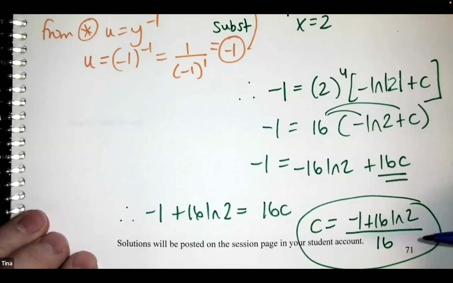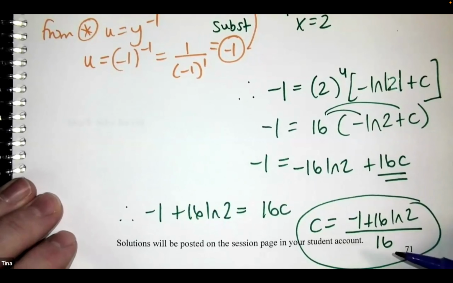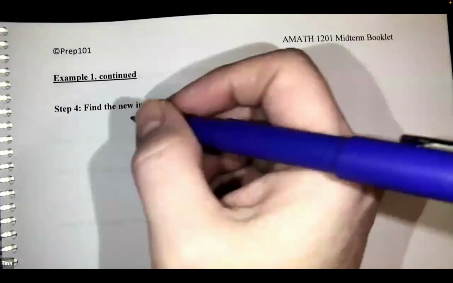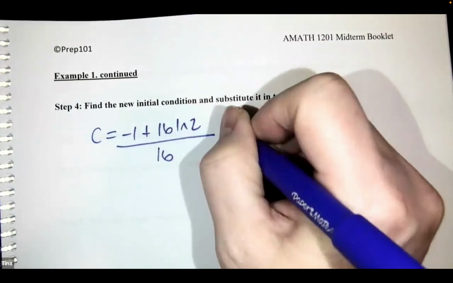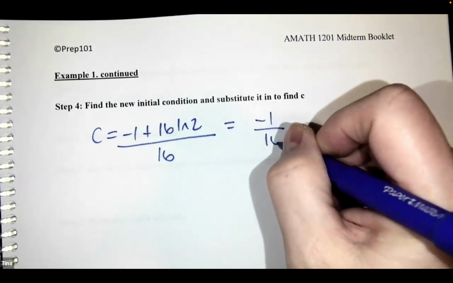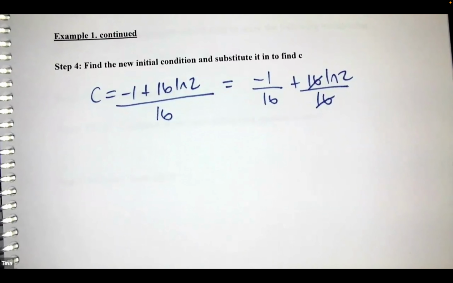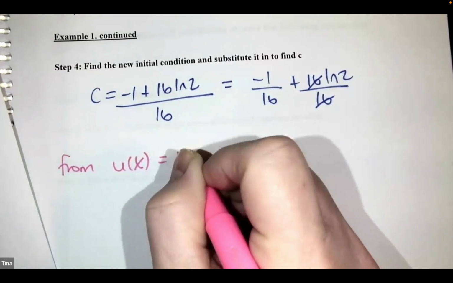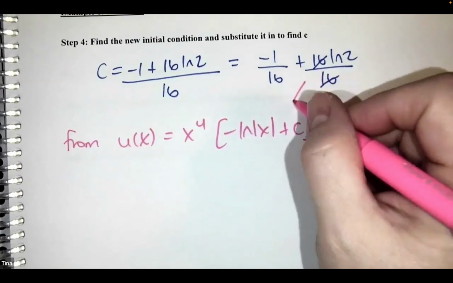Okay, so if that's my c, sometimes people might simplify this. So let me show you. We already found c on the last page. Didn't take me as much room as I thought it would. You could also do this, kind of write it as two parts, like that. That would be fine too. So remember we had u of x was x^4 times (-1/x plus c). Remember that? So now we'll put that in.